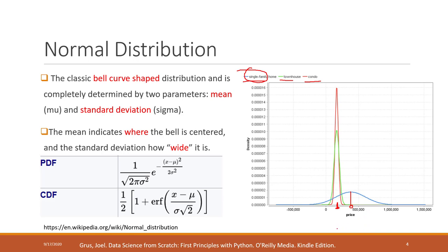And also if you look at the standard deviation, you can see that for the single family home the price range is much wider. So you actually should look at this one. And for the condo and also the townhouse, you can see the range is smaller. Okay, so that is determined by the sigma. Okay, so if we assume that the single family home price follows a normal distribution, what is the probability that we see a house that is more expensive than 500,000?